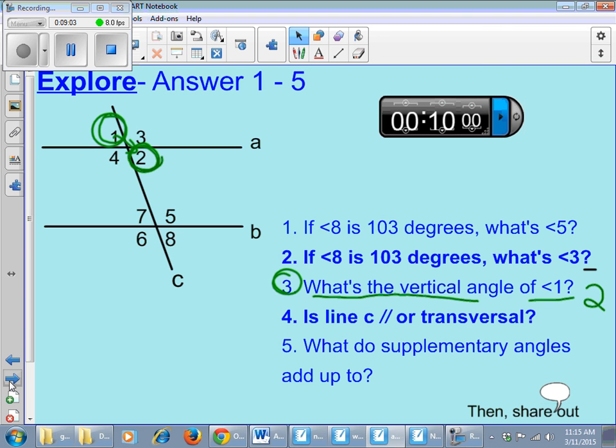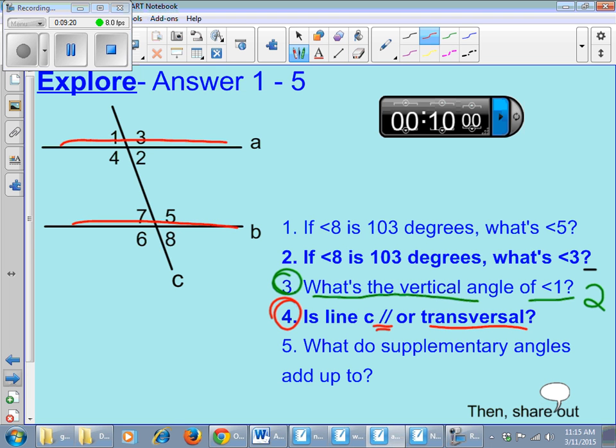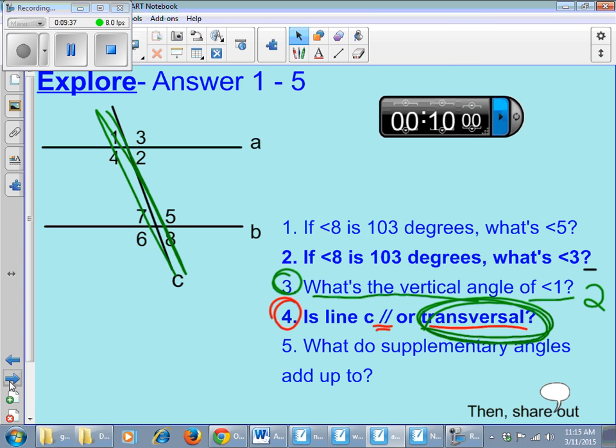Question 4 is line C. Here's line C. Are those two lines parallel, or is it transversal? Well, parallel lines go in the same direction and never cross. So A and B are parallel, traveling in the same direction and never crossing. Because C crosses through A and B and is not parallel to anyone, C is transversal. Question number 4, line C is the transversal because it cuts through the parallels.